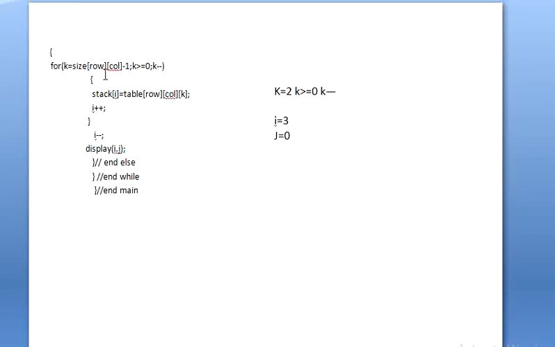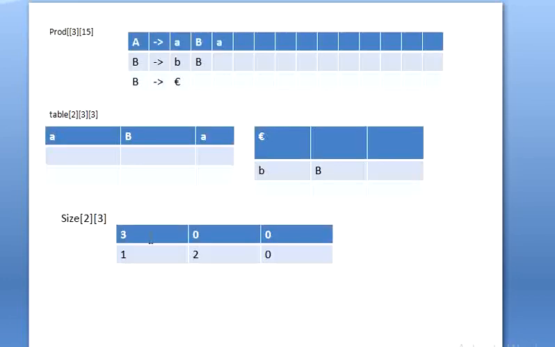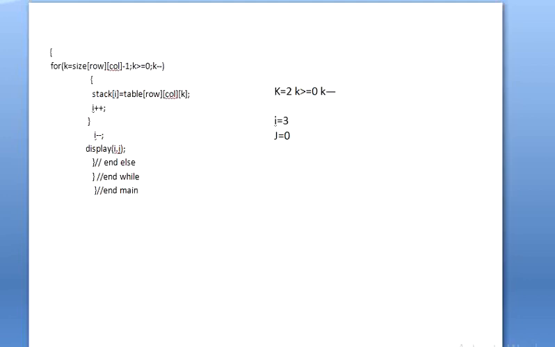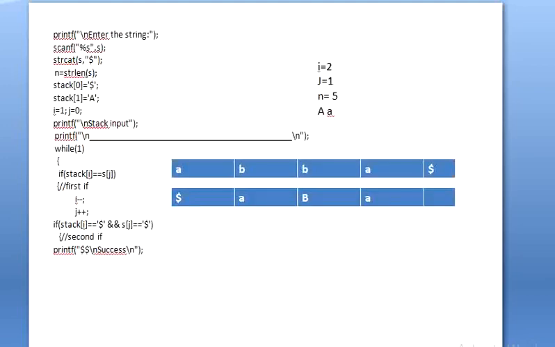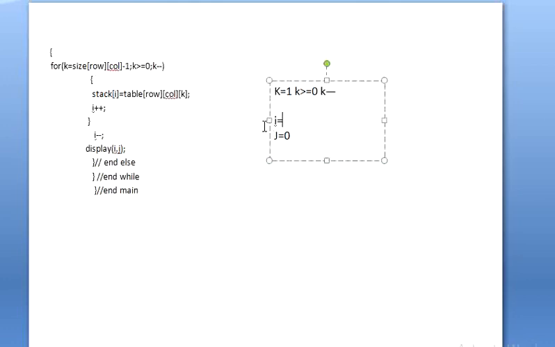So now K 1, 1. What is K 1, 1? In the table, K 1, 1 contains 2. Okay, so now 2 minus 1 is 1. K greater than 0, K minus minus. What is i? We have already written what is i. So i is 2 and j equal to 1.